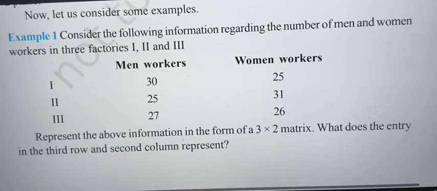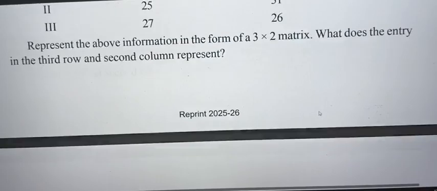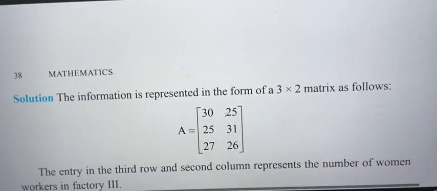Now example 1 is given. They have given men workers and women workers, and they are telling us to write a matrix in the form of 3 cross 2. So they want 3 rows and 2 columns. So you can simply put this all in square brackets and write 3 cross 2 down. That is the standard way of writing, because here 3 rows and 2 columns are already there. You have to mention 3 cross 2 below, because the standard way of writing is m cross n.